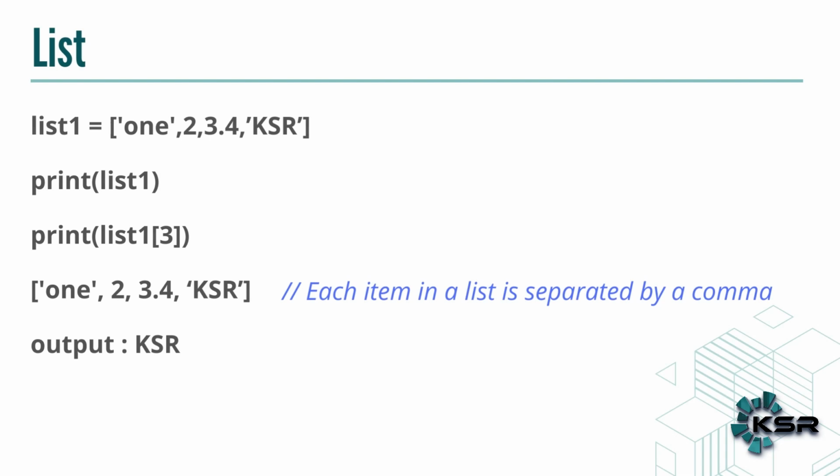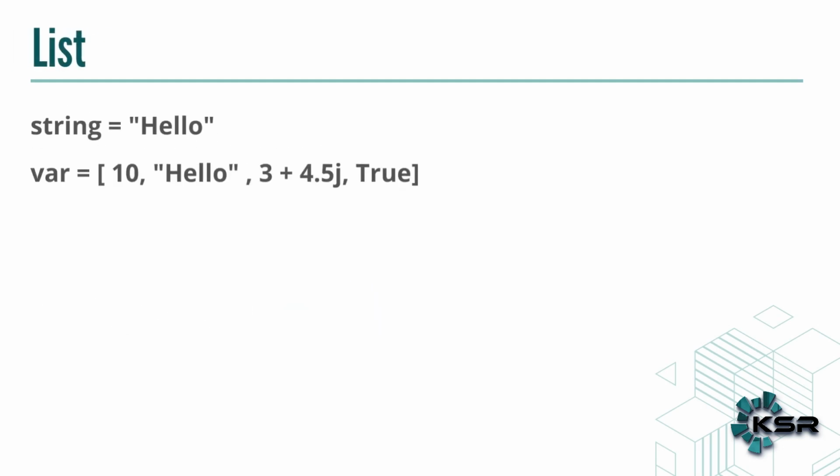Unlike strings, lists are mutable, which means they can be changed. When we looked at strings, we understood that strings are immutable. First, I said my string equals hello. It's a collection of characters. Now for my list, what if I want to have 10, hello, etc. I want to collect a lot of other objects as well, maybe a complex number like 3 plus 4.5j. Remember that it is j, not i, in Python.